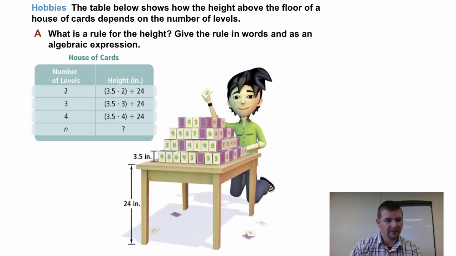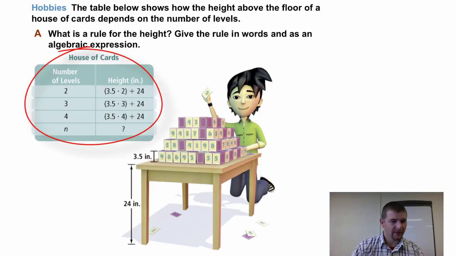All right, so take note of the image shown here. We have a table height of 24 inches, and that is where the card house is being built from. Each level of the card house looks to be 3.5 inches, so that would be the length of each individual card. And then we have a nice table here at the left, we have the number of levels and the height represented in each of these two columns. Note when there are two levels of the card house, we use the expression at the right, 3.5 times 2 plus 24. Take careful note where each of those three terms, or in this case three numbers, have come from.